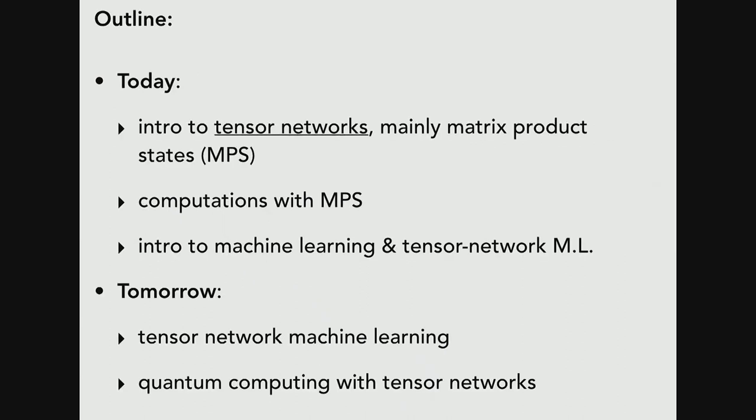Okay, so the outline of where I'm going to go is today I'm going to do some more introduction of tensor networks and mainly motivate them through the lens of matrix product states and give you a pedagogical introduction to those. Later today, I'll tell you about some basics of doing computations with matrix product states and give you some resources. And then end up today by introducing machine learning. And actually, I'm going to kick that a bit to tomorrow. So tomorrow, I'll talk about using tensor networks for machine learning and quantum computing with tensor networks and show you some different things you can do combining these ideas together.